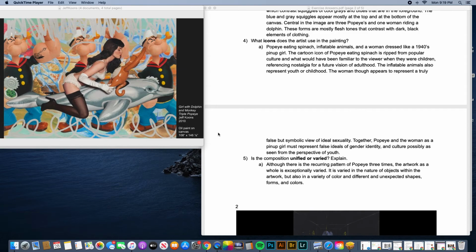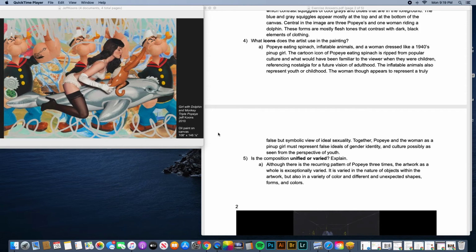Is the composition unified or varied? Explain. Although there is a recurring pattern of Popeye 3 times, the artwork as a whole is exceptionally varied. It is varied in the nature of objects within the artwork, but also in a variety of color and different and unexpected shapes, forms, and colors. In other words, yes, there is a pattern, but the only pattern I see is the 3 Popeyes.